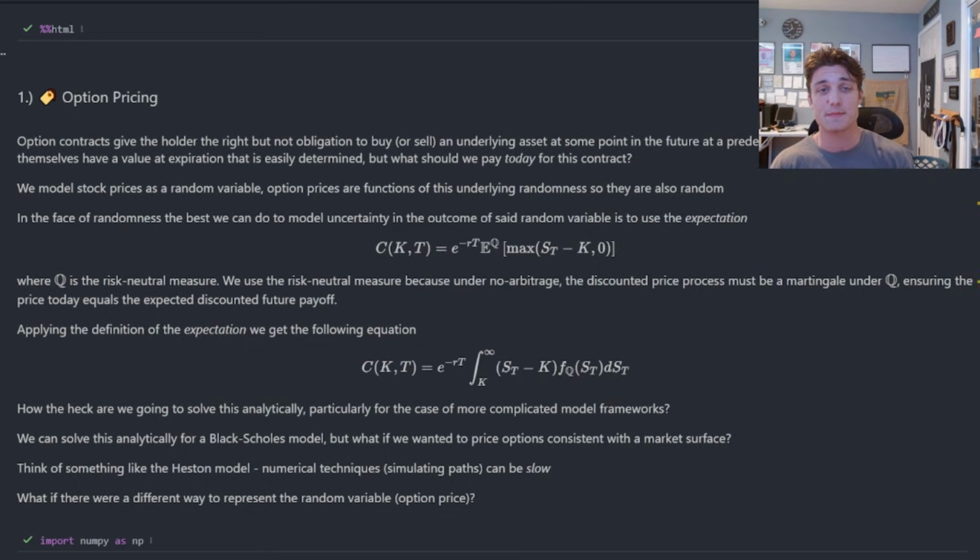Without further ado, let's begin putting together all of the pieces of the puzzle to understand Fourier inversion for pricing options in a Heston framework. Now that sounds crazy, but by the end of this video, that statement will be crystal clear.